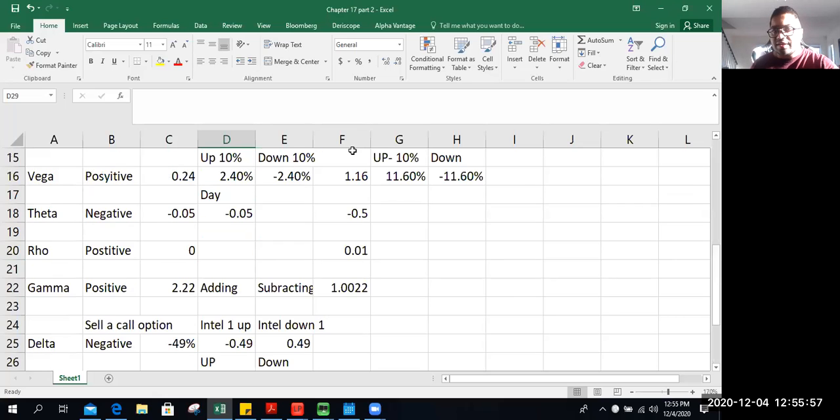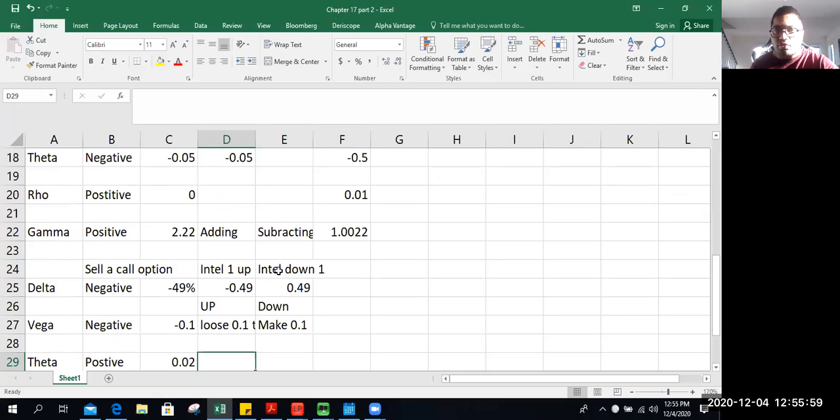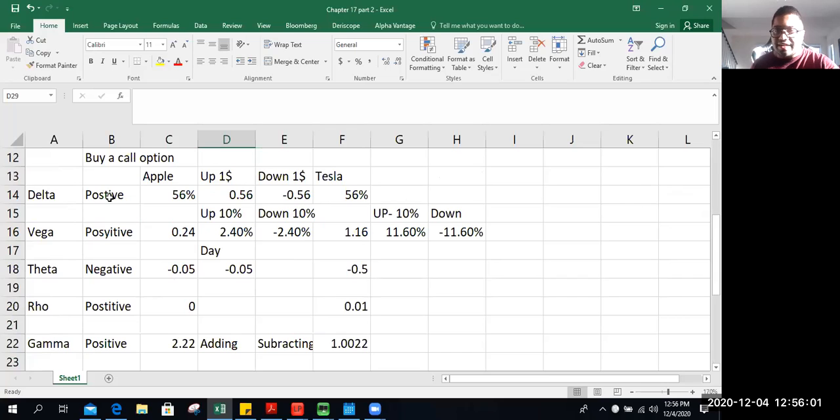Any questions with selling the option? An important point to note: when you buy an option, delta is positive. If the underlying moves up, you make money. If the underlying moves down, you lose money. Vega is positive. Volatility goes up, you make money. Volatility goes down, you lose money. Theta is negative. As the days pass, you keep on losing money.